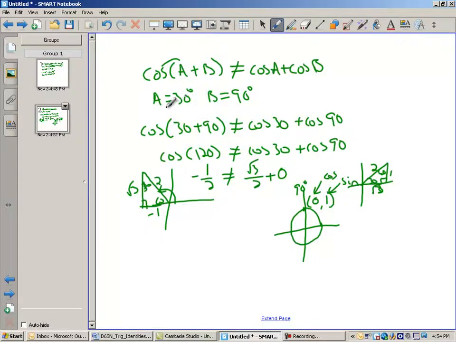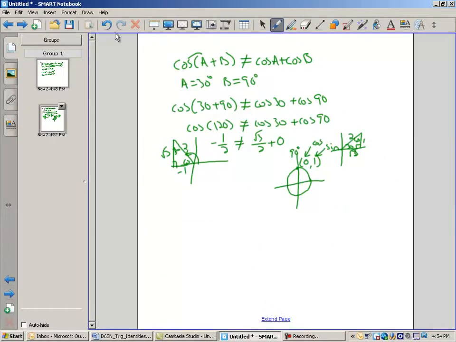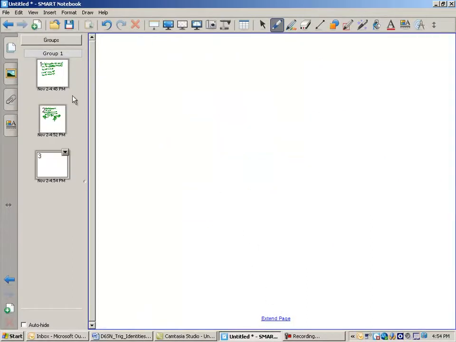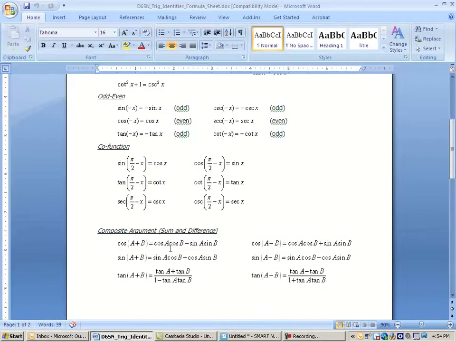Now, since it doesn't follow the distributive property, how are we supposed to evaluate cosine of a plus b? This is where you look at your formula chart. You're going to see that cosine of a plus b has a formula: cosine a cosine b minus sine a sine b. There is your formula to find the cosine of a plus b. Yes, it's messy. Yes, it looks difficult, but at least it's correct and not silly.